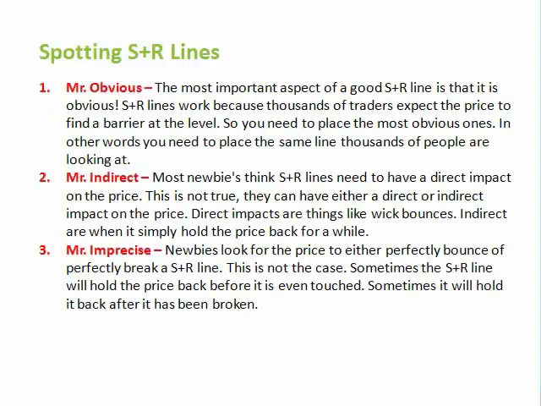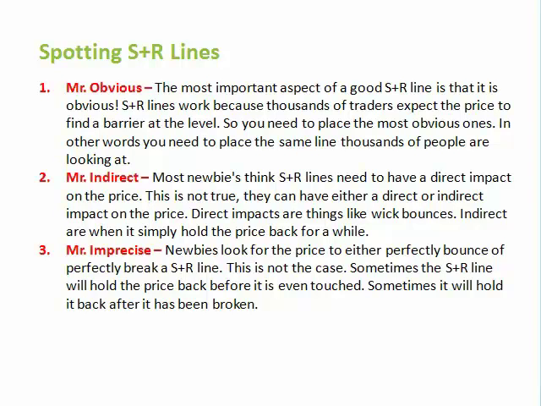Well, first of all, the support resistance line would be obvious. The most important aspect of a good support resistance line is that it is obvious. It is in your face. It is very, very obvious to see, very obvious to place. Support resistance lines work because thousands of traders expect the price to find a barrier at that level. So you need to place the most obvious ones. In other words, the same line that thousands of traders are looking at. So support resistance lines are obvious, in your face. They're never subtle. They're always obvious.